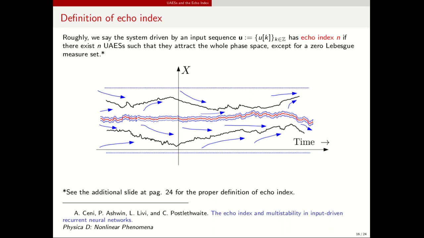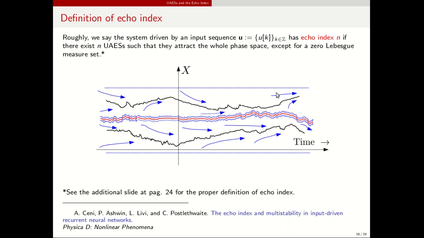So that's the idea, and in this paper we rigorously provide a definition for the echo index, which I'm not showing here again, but I'm just explaining roughly what it means. We say that the system driven by an input sequence U has echo index n if there exists a number n of uniformly attracting entire solutions such that they attract the whole phase space except for a zero Lebesgue measure set.